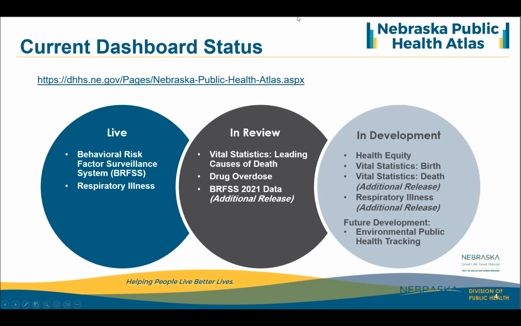And so real quickly, what are we working on? We have the Behavioral Risk Factor Surveillance System, or BRFSS, dashboard out. That's an adult telephone health survey. We have a fairly simple respiratory illness dashboard out at this time. We have a few in review: a vital statistics leading cause of death dashboard, a drug overdose dashboard, and we're working on updates to our BRFSS dashboard. And then in the in-development stage, things we've actually started building, would be a health equity dashboard.